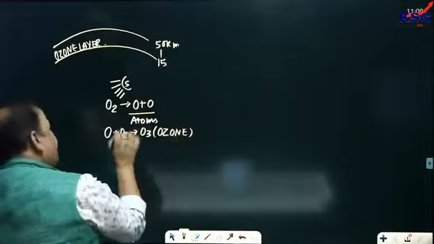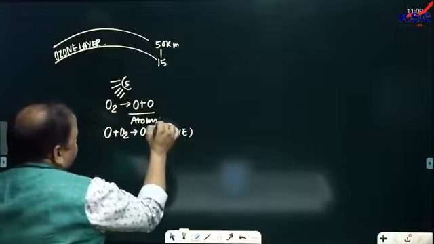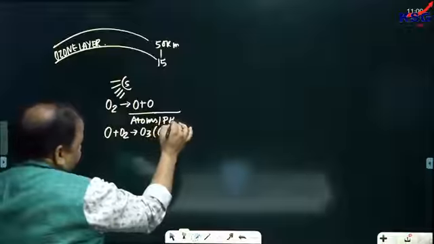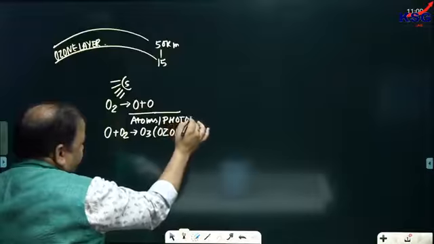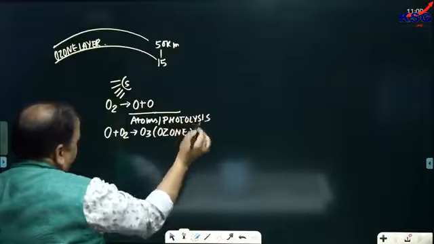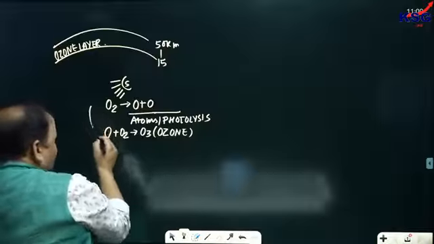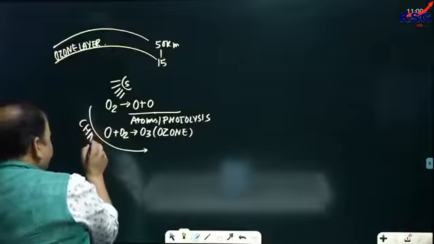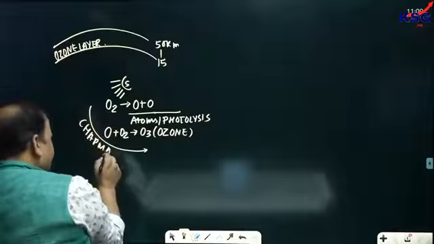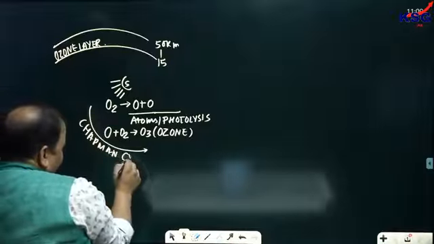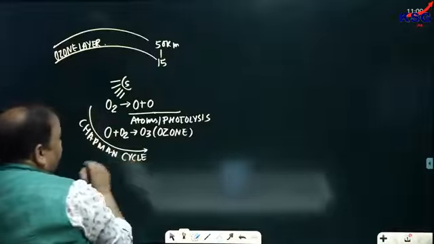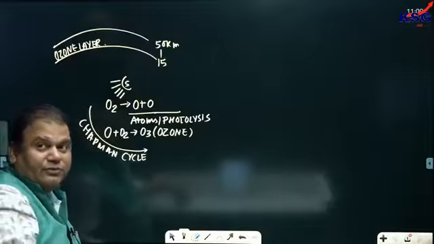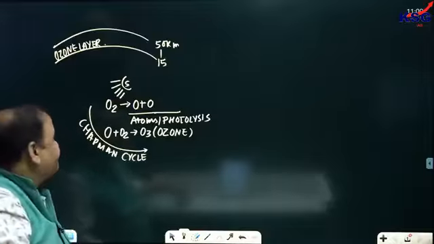Now, this splitting of oxygen molecule into oxygen atom, this reaction is called as what? This is called as photolysis. And the oxygen ozone cycle is referred to as what? It is called as Chapman cycle. So, that's how ozone is produced in the atmosphere.